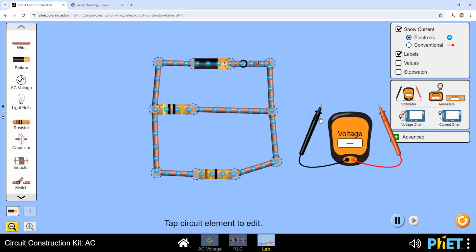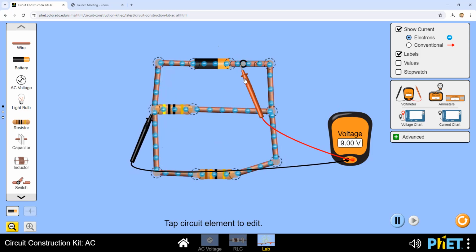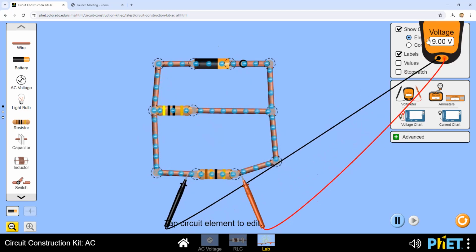Let's determine the voltage across each thing. So this one has a voltage of 9 volts across it. How much voltage is going to be across this one right here in the middle, this resistor? It's 9 volts, right? Because it's connected in parallel with the battery. Similarly, this one down here, 9 volts across it. All right.